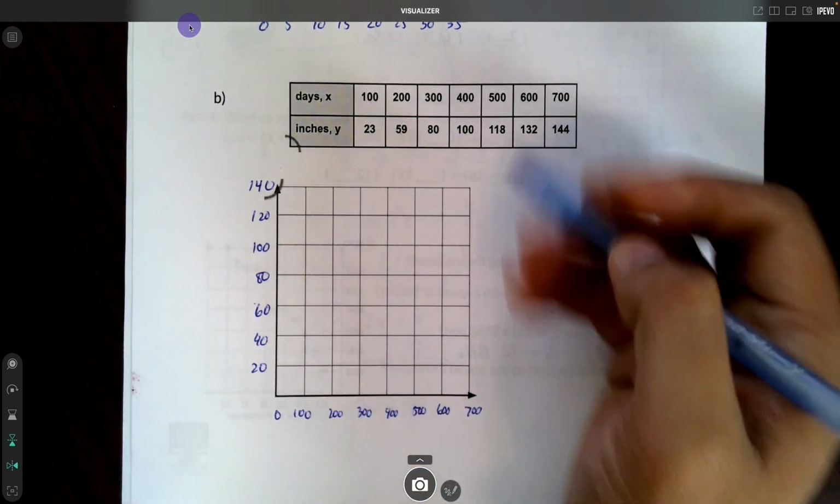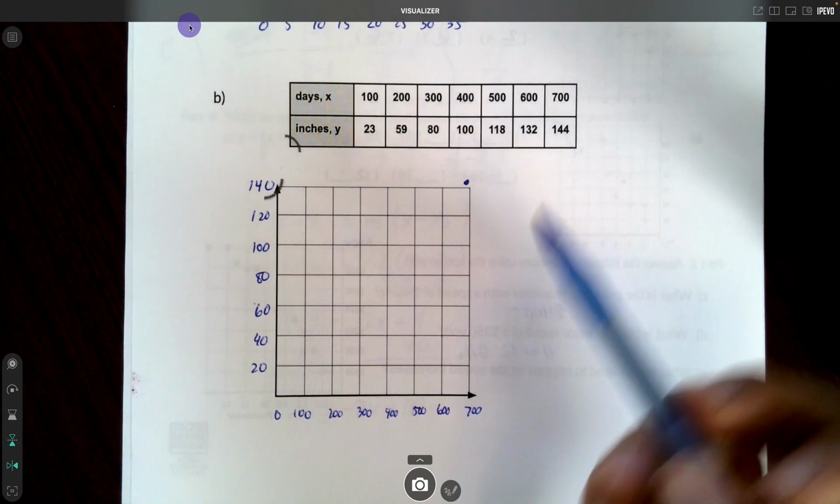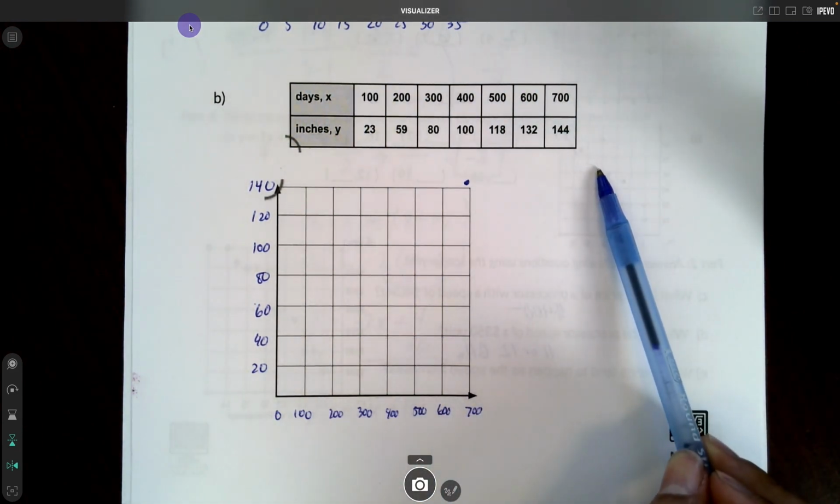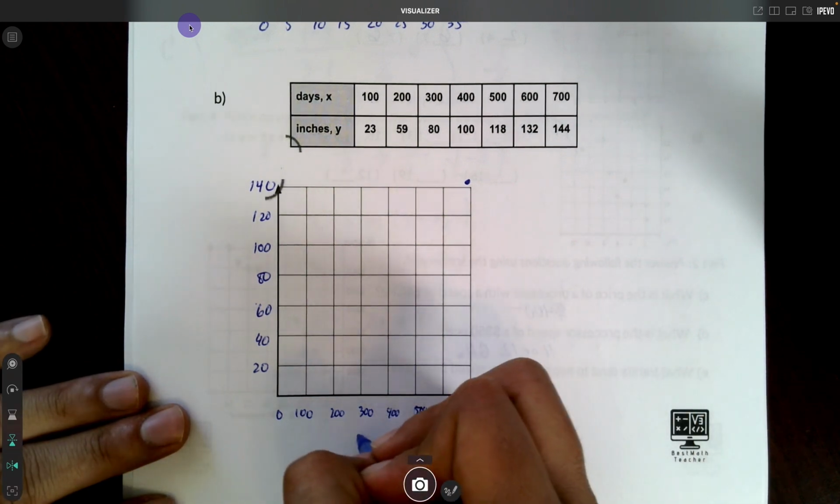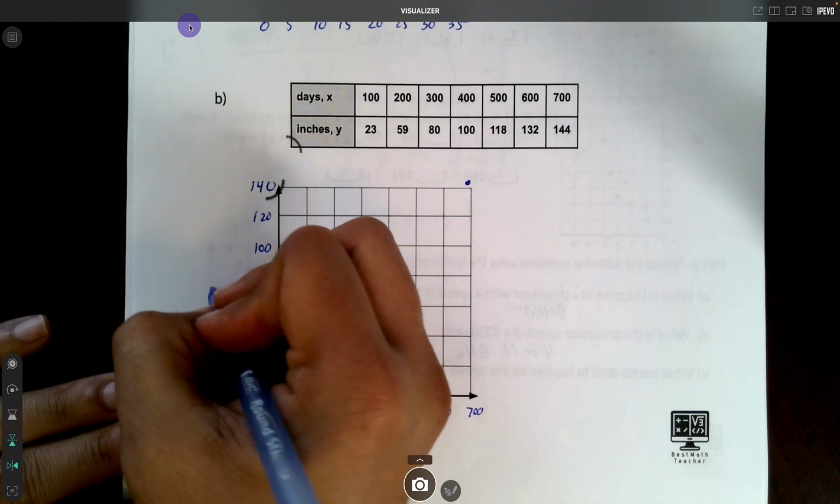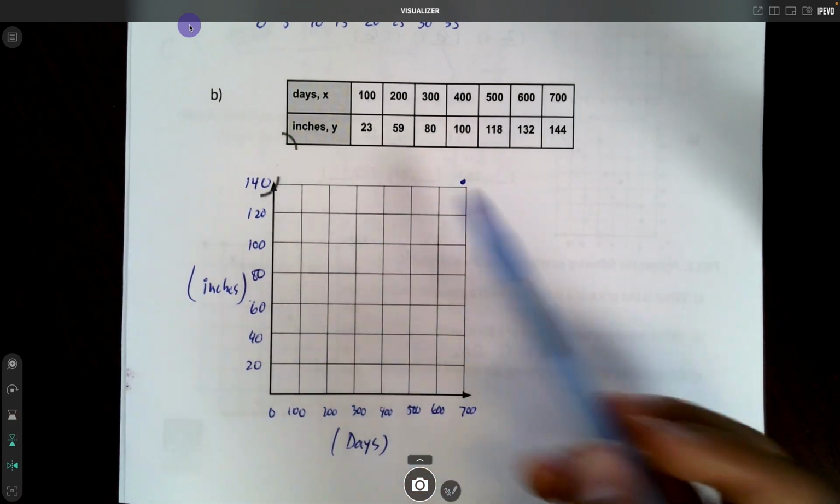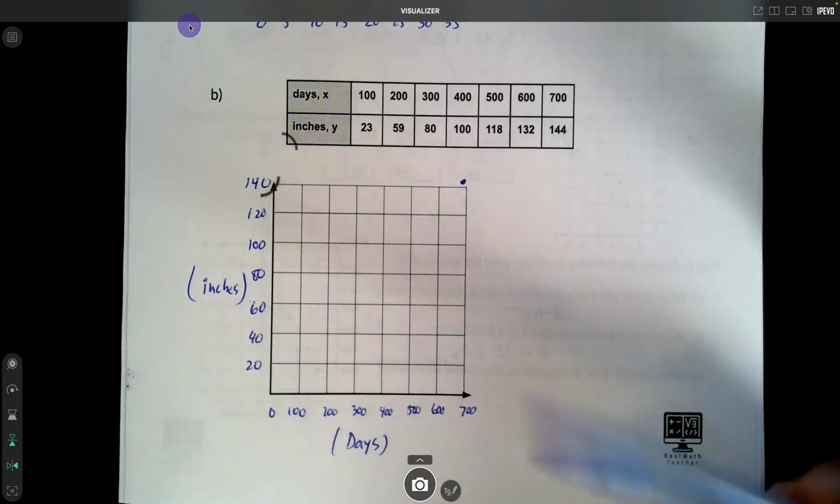So 700 is going to go somewhere like around here. So it's just a little bit off the paper, but go ahead and plug these in on your own. You might want to label this days and inches. And you just have to find out if this is going to go up or go down. So if it goes down, it's negative, and if it goes up, it's positive.